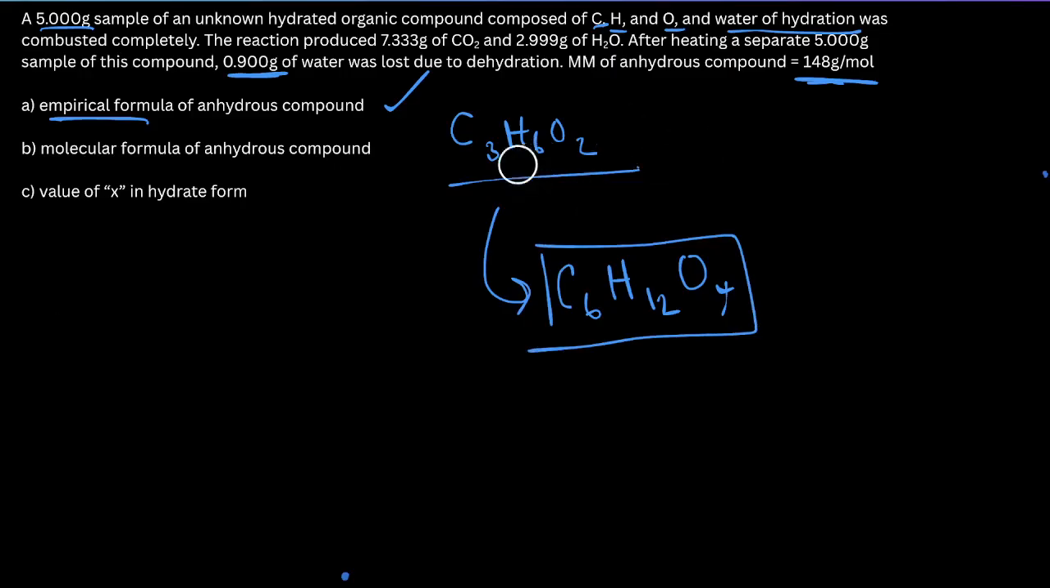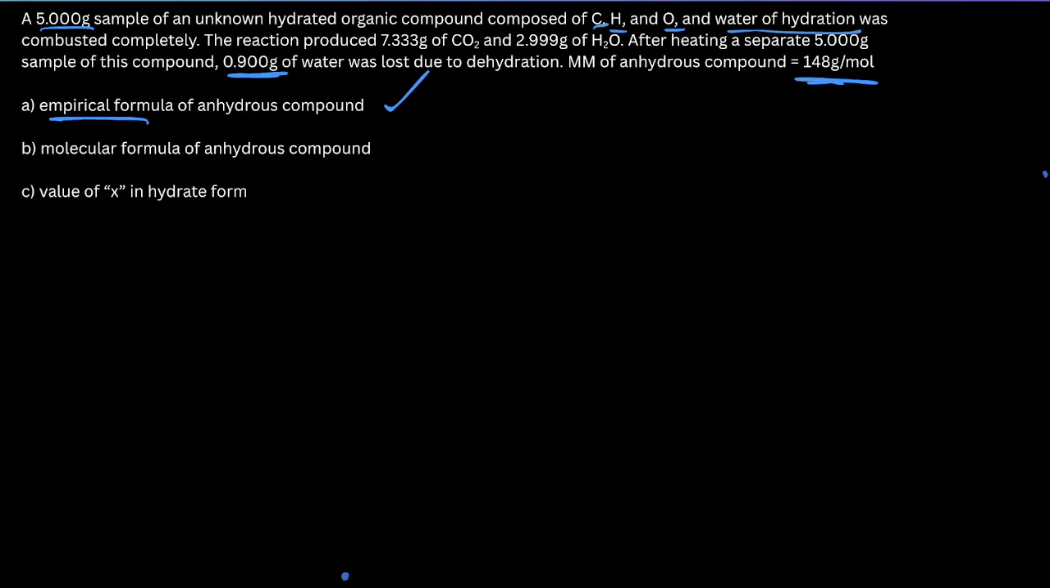And now finally we can move on to part C. Let's put a little check mark there. What is the value of X in the hydrate form? So what exactly is the hydrate form? Well, again, we can just write a generic formula for this, right? We have the generic formula of the compound CaHbOc, and the hydrated form is XH2O. So how many molecules of water are associated with the compound in the hydrated form? So that value, that X, is what we are trying to find out in part C.